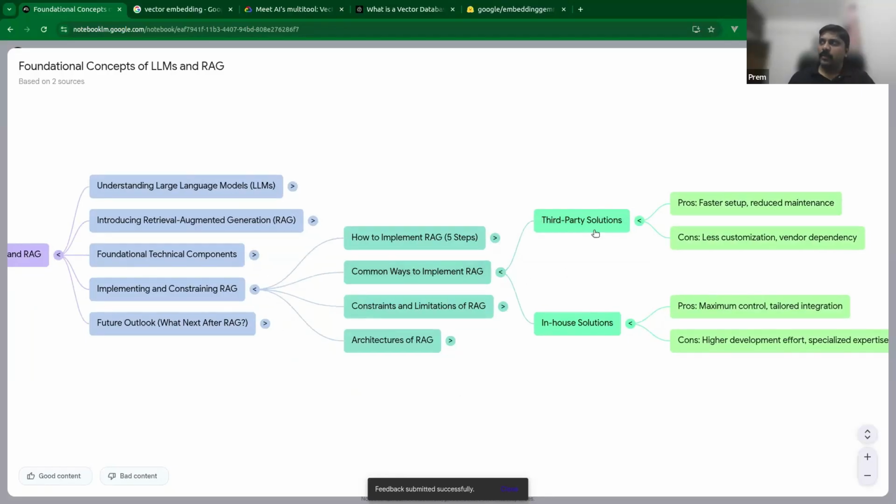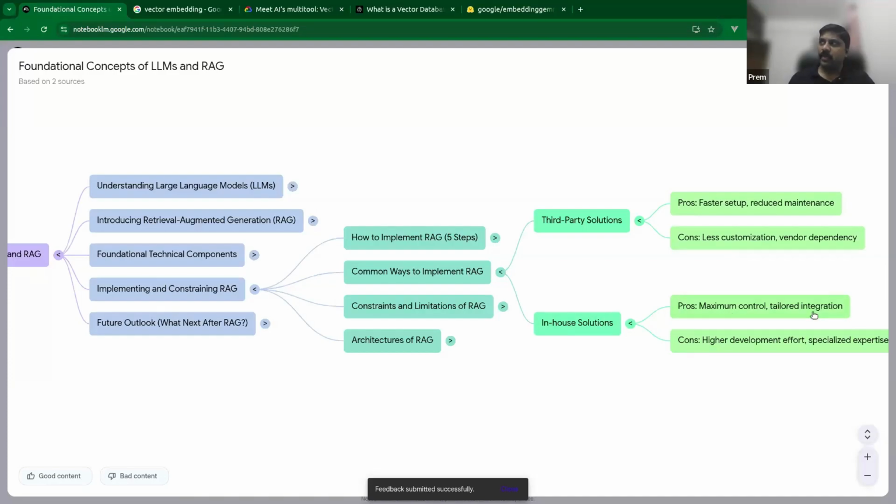Common ways to implement: there are third-party solutions, as I said, like Pinecone, and in-house solutions, where you create your own vector database and build your own queries to do semantic search on vector databases. Pros and cons: third party gives a faster setup, immediately. Today, just sign up and you have it available. Use an API to store the data and fetch the data. But there are fewer customizations, and it has vendor dependency. These are the dependencies.